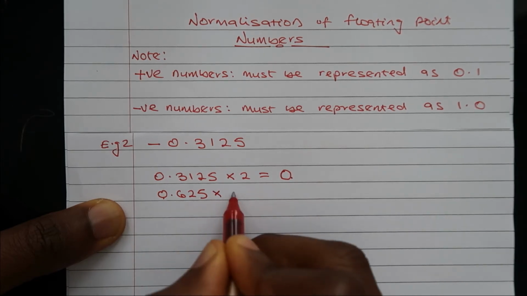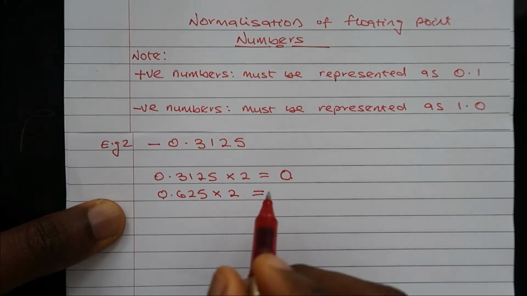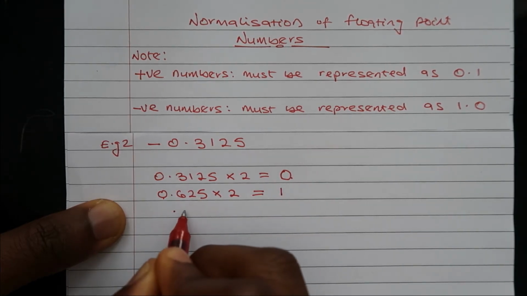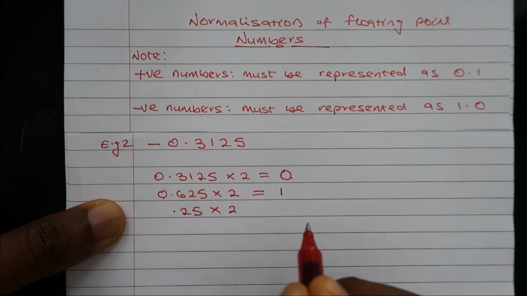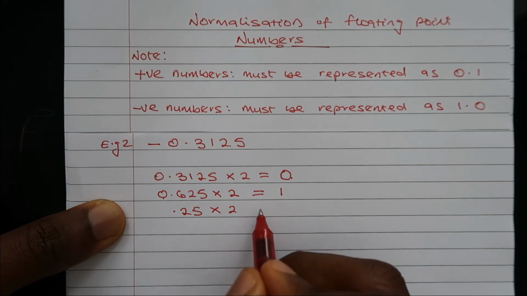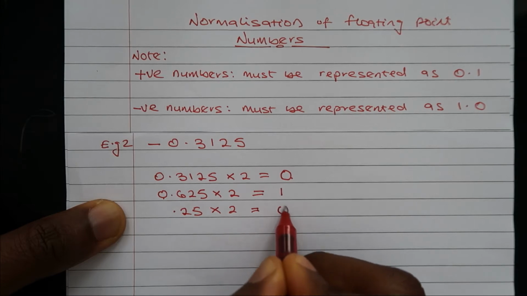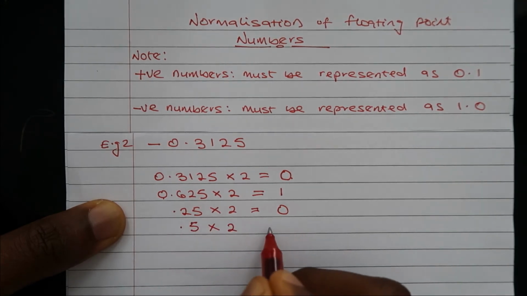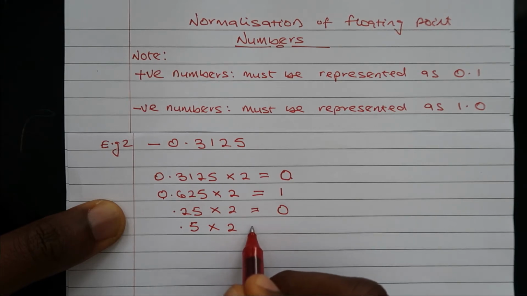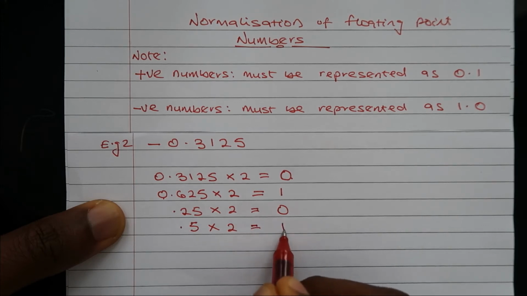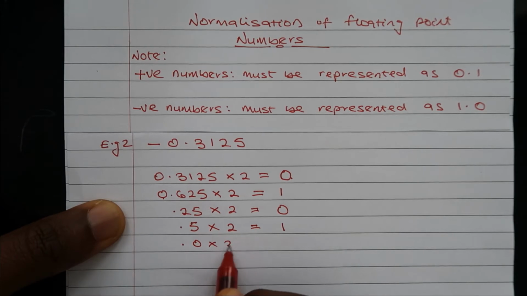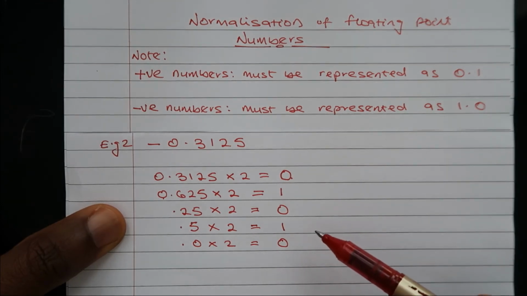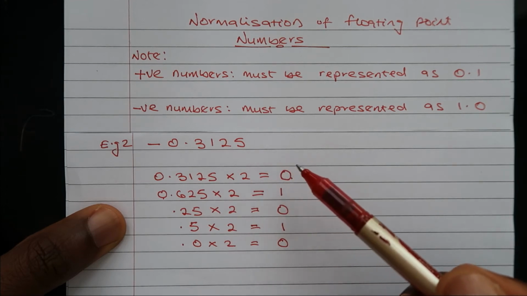So I'll multiply 0.625 by 2. Now 0.625 times 2 gives me 1.25. So I'll put the 1 there, and then I'll just say 0.25 times 2. So 0.25 times 2 gives me 0.5, and I'll put the 0 there. And here I would say 0.5 times 2. 0.5 times 2 gives me 1.0. And if I say 0.0 times 2, it gives me 0. So this is how you can get binary numbers from fractions in floating point numbers.